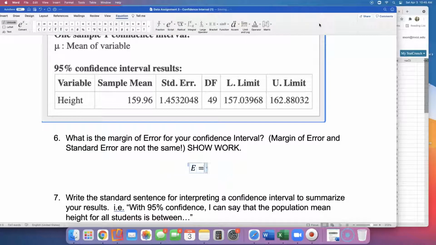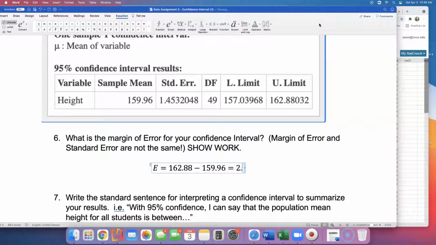Okay, margin of error equals upper limit of 162.88 minus 159.96. Of course, your number is probably different, but I need to have my numbers so that I can compare this margin of error with the other margin of error that we found.